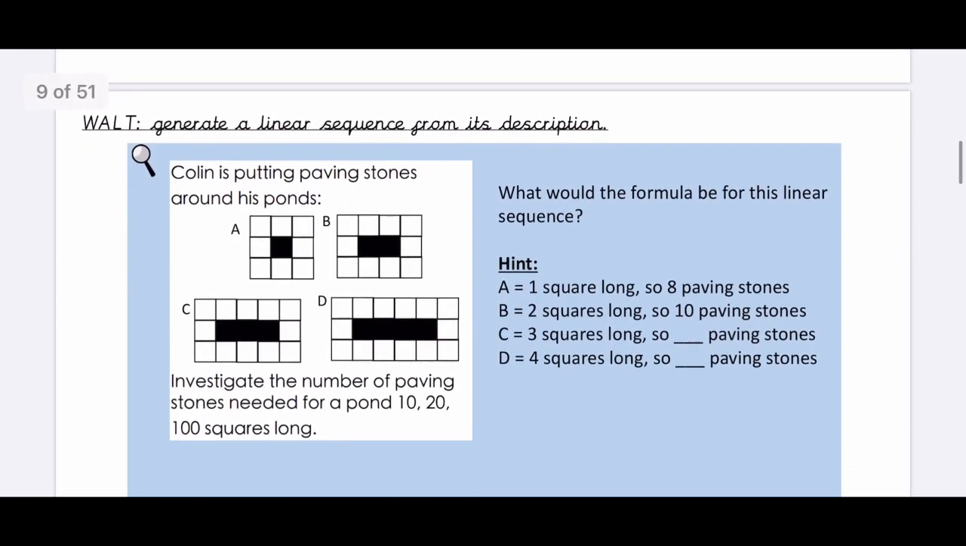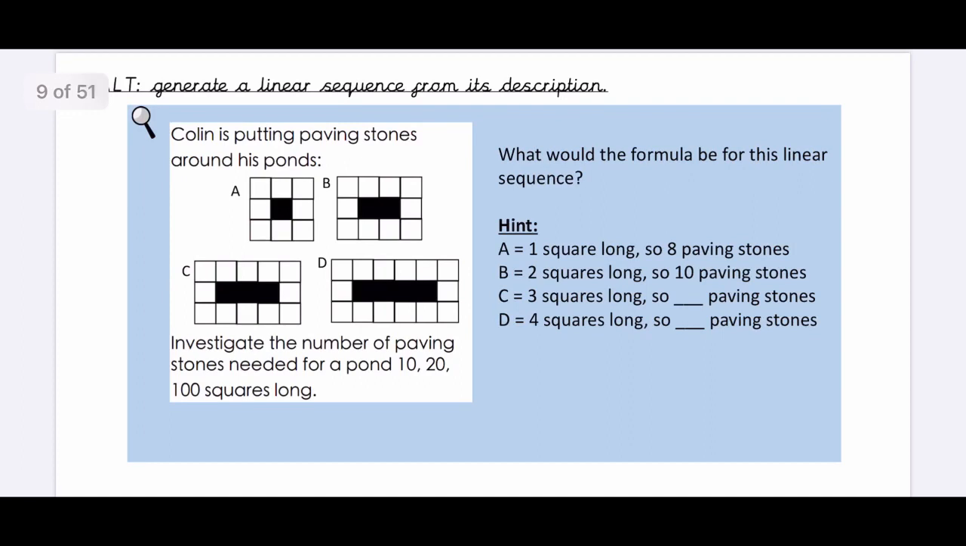Okay, so the DYU. Colin is putting paving stones around his ponds, and there are pond A, pond B, pond C, and pond D. Now, if we have a look at the hints that I've put on the slide for you, it says that pond A is 1 square long and it needs 8 paving stones. So the pond is the black part and the paving stones are the white squares around the edge. Pond B is 2 squares long and it needs 10 paving stones around the edge.